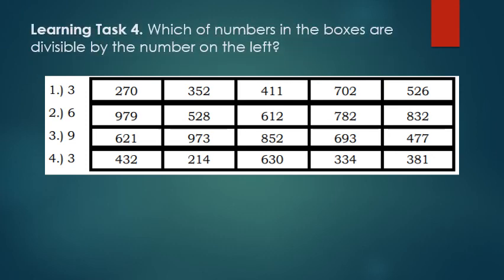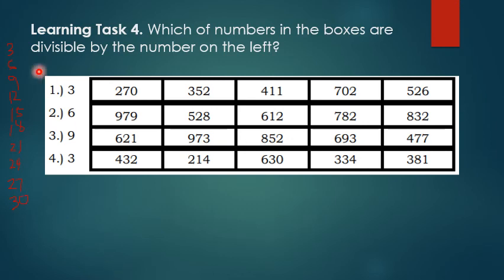Okay, so for the learning task 4, which of the numbers in the boxes are divisible by the number on the left? So, tingnan nga natin, sa bilugan natin kung alin dyan yung mga divisible sa number. So, halimbawa, sa number 1, sa 3. So, ano nga ulit ang rules natin sa 3? So, dapat daw pag pinag-add natin yung digit, siya po ay divisible sa 3. So, sulat ulit natin sa gilid yung divisible sa 3, yung multiple ng 3. So, 3, 6, 9, 12, 15, 18, 21, 24, 27, 30.